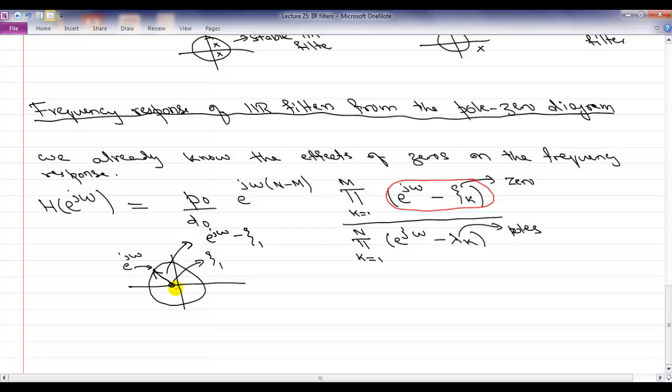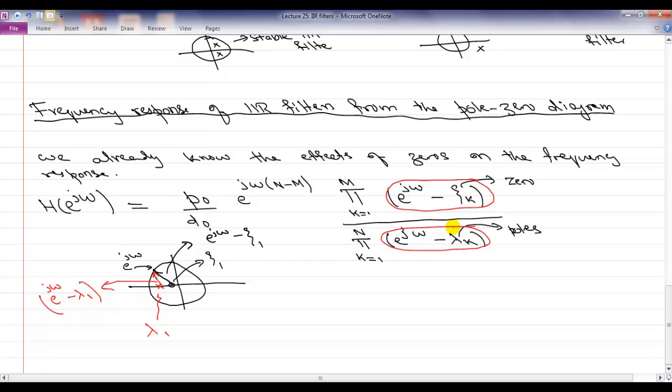Okay. Now, what if I had a pole at this location? Well, again, this is my pole location. Let's call it lambda 1. Then this vector is simply e to the j omega minus lambda 1. Okay. So that is what this term is. This is simply giving you the vector that starts from your location of the pole and ends at the frequency you are interested in.